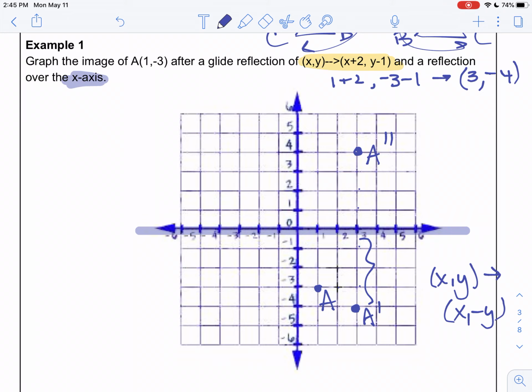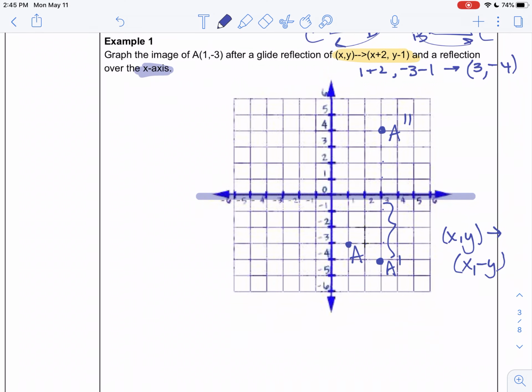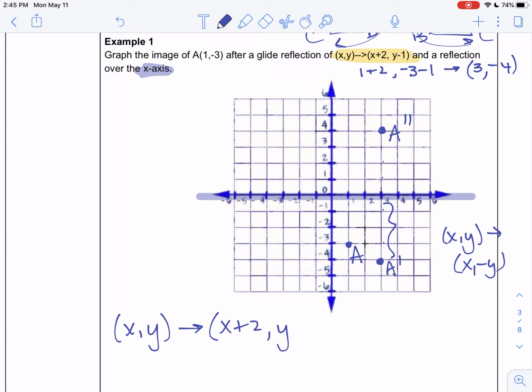All right, if we wanted to write a single rule for this, the first part was given for us. So (x, y) undergoes the translation with a mapping of (x + 2, y - 1). And now we need to reflect over the x-axis. I wrote this down when we were talking about how to reflect. Our reflection over the x-axis says that we're going to leave the x-coordinate the same, so I'll leave that as x + 2, but we're going to change the sign on the y-coordinate.